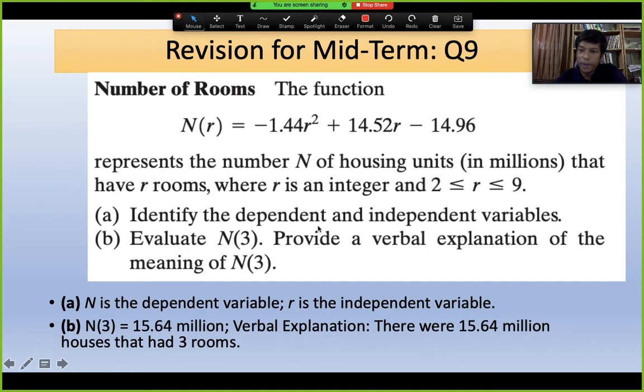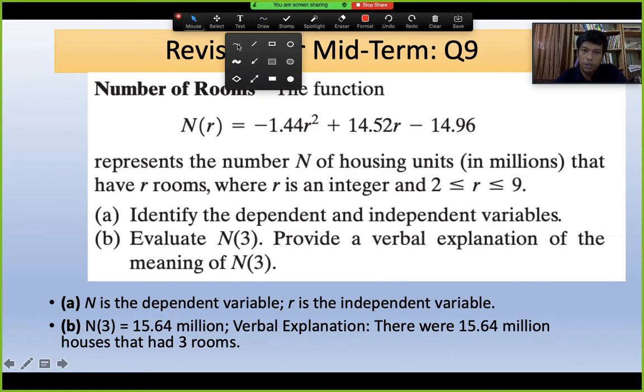This is the only new math that is added with our midterm. So this is the only type of maths we can say, because we can change the question. Instead of 1.44, we can give some other numbers. We can change it. So this is the new kind. First question is identify the dependent and independent variables.